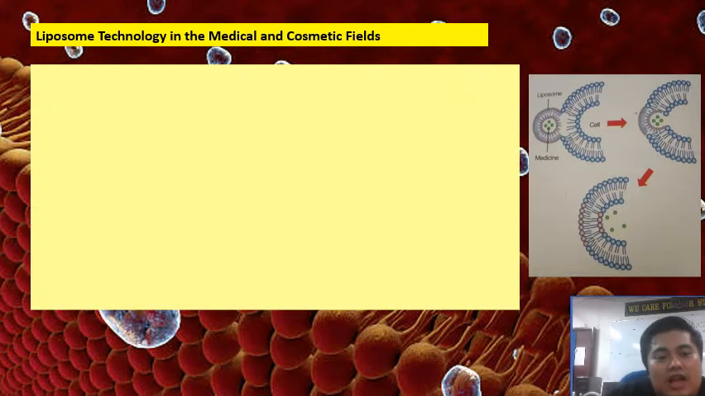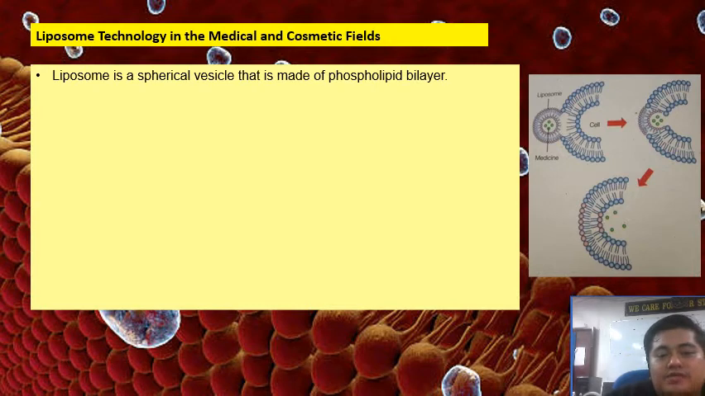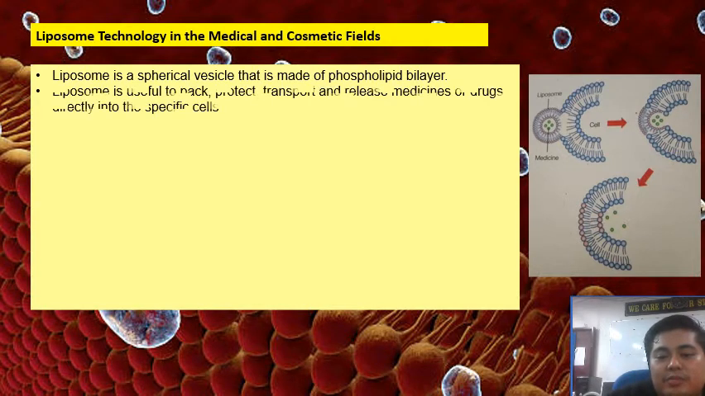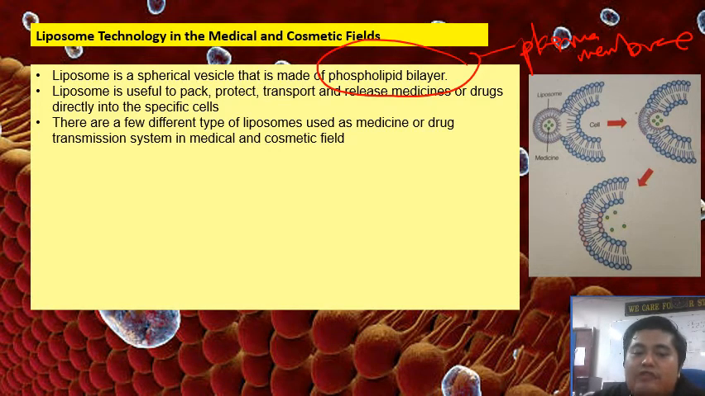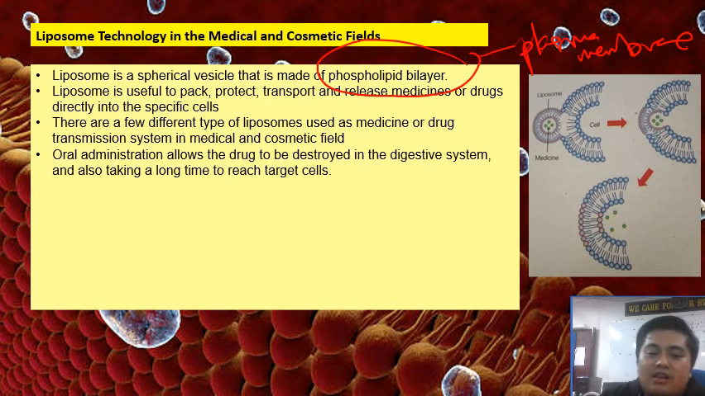So next, liposome technology in the medical and cosmetic field. So liposome is a spherical vesicle that is made up of phospholipid bilayer. Kat mana kita boleh jumpa phospholipid bilayer? Dekat kita punya plasma membrane. So liposome is useful to pack, protect, transport and release medicines or drugs directly to the specific cell. There are a few different types of liposome used as medicine and drug transmission systems in the medical and cosmetic field.